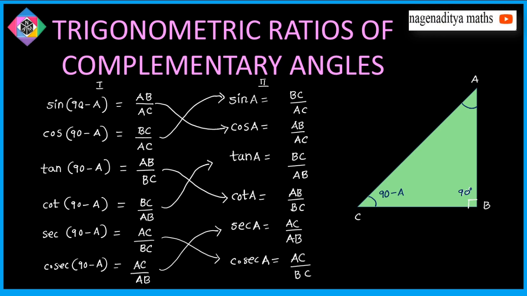So sine 90 minus A is equal to cos A. Cos 90 minus A is equal to sine A. Tan 90 minus A is equal to cot A. Cot 90 minus A is equal to tan A. Secant 90 minus A is equal to cosecant A. And cosecant of 90 minus A is equal to secant A. So this is very important for our next exercise. You have to remember all these relations without by hearting, just with logical sense. Okay, so next one.